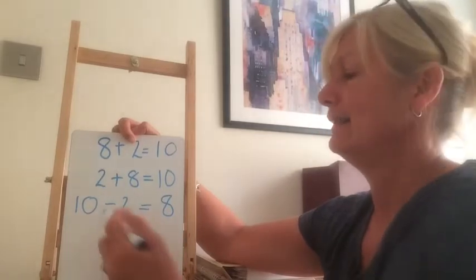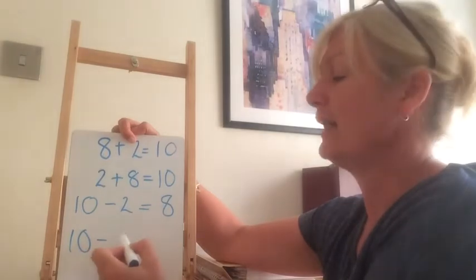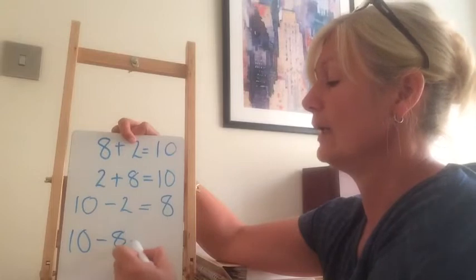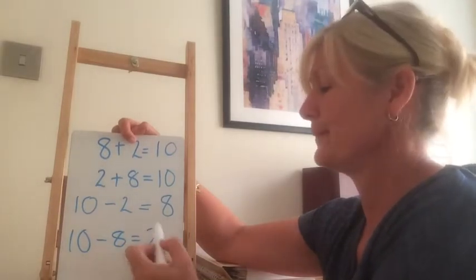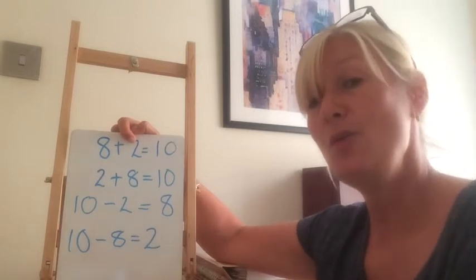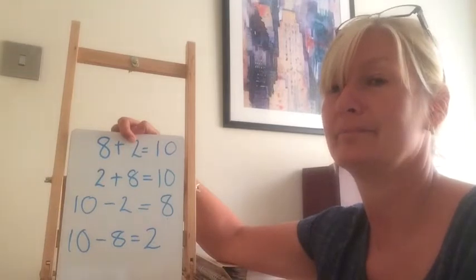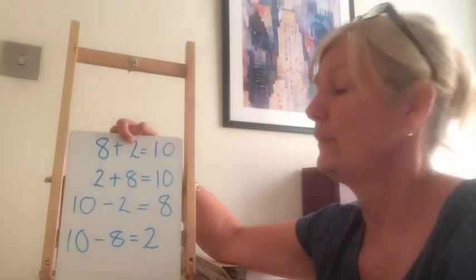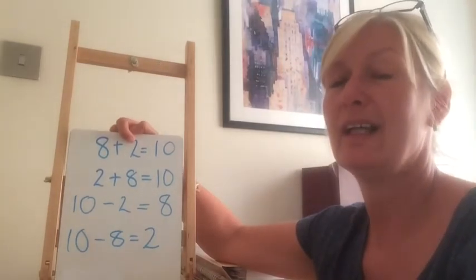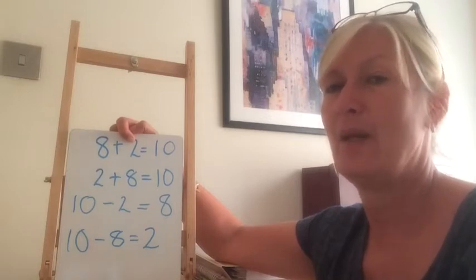Last but not least, there's another takeaway sum, another way in which these numbers are connected. We should know that 10 take away 8 will equal, did you get it? 2. But we want a number story to go with it. So have a think, what could it be? I think mine would be, there were 10 elephants marching in a line and then 8 ran away. How many were left behind?